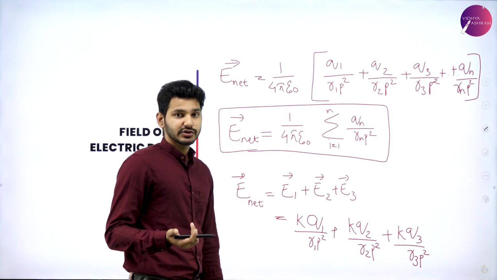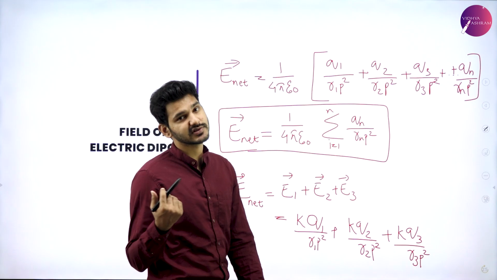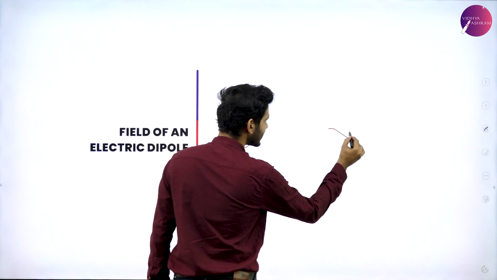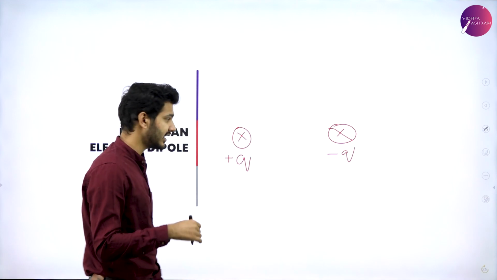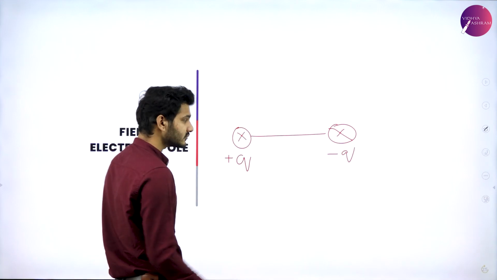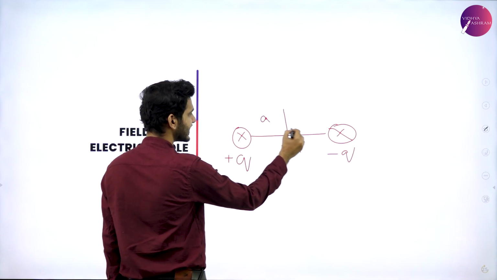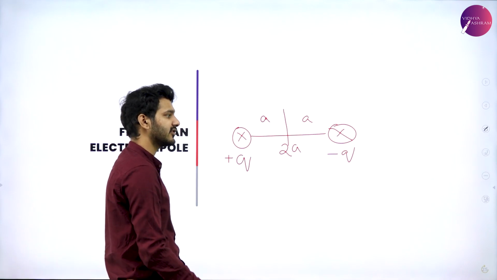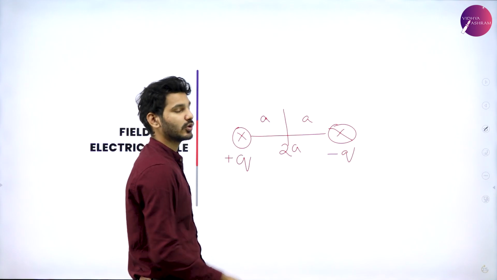So I hope you have understood what electric field is and how to calculate electric field of a system of charges. And we were discussing dipoles. Dipoles are nothing but two charges equal in magnitude but opposite in polarity, separated by a distance of 2a, which is half of this distance is a, the other half is a again, so 2a distance. So one charge will be positive q, the other charge will be negative q, but the magnitude will be same. So this is known as a dipole.